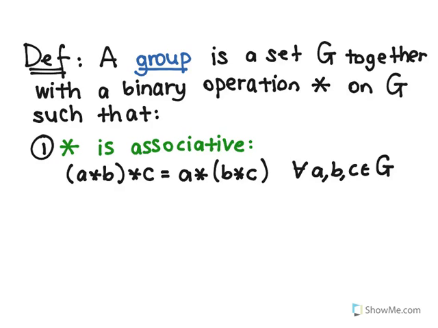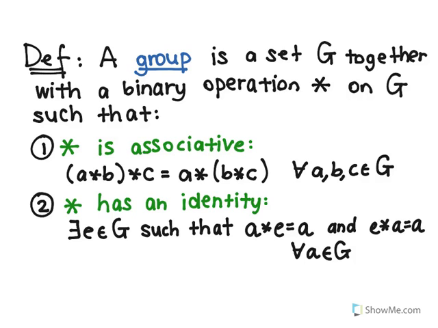The first property is that I want star to be associative. What that means is that if I take 3 elements, A, B, and C, in the set G, if I combine A and B with the binary operation and then combine the result with C, that's the same thing as if I take A and combine it with the quantity B star C. And I want to require this to be true for all elements A, B, and C in the group.